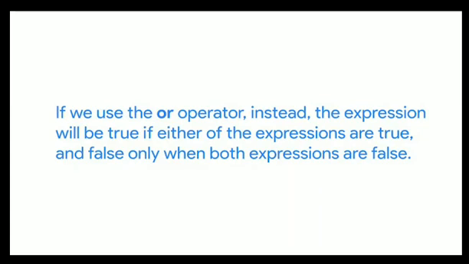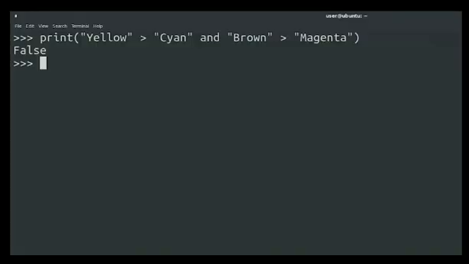If we use the OR operator instead, the expression will be true if either of the expressions are true, and false only when both expressions are false. Let's try it out. 25 is definitely not bigger than 50, but 1 is different than 2. The whole expression is true.